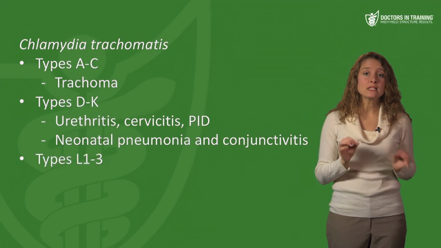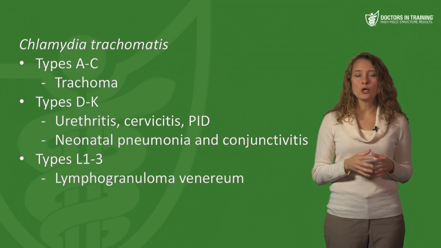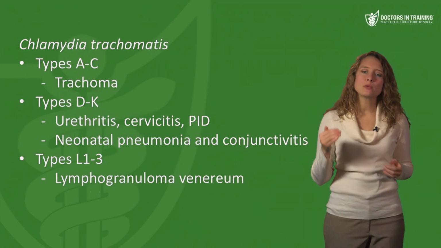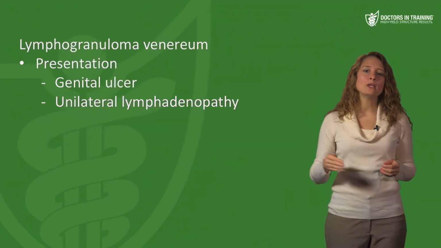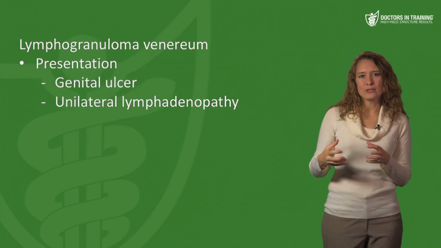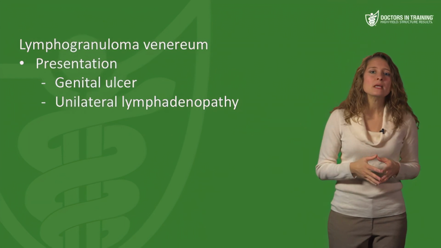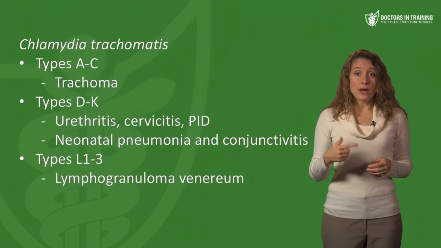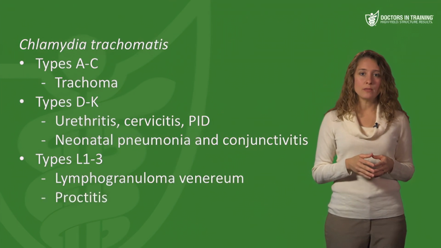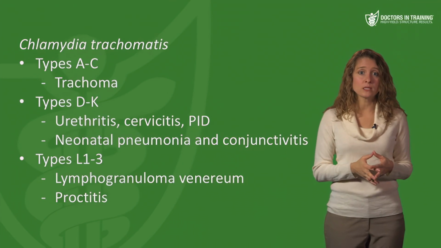And lastly, serovars L1, L2, and L3 cause lymphogranuloma venereum. And this is a sexually transmitted infection too, but it presents with a genital ulcer followed by unilateral lymphadenopathy. The lymph nodes can present like buboes, and then they go on to rupture, and this is where you see the groove sign. These same serovars, L1, L2, and L3, can also cause a very painful proctitis, which can be confused with inflammatory bowel disease, like ulcerative colitis or Crohn's disease.